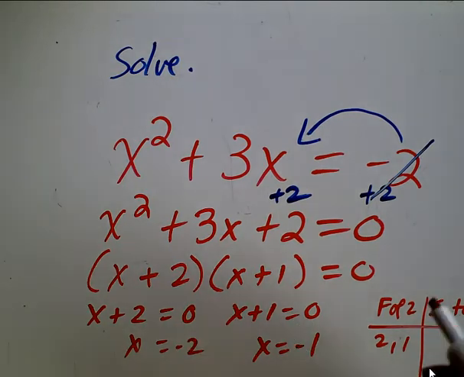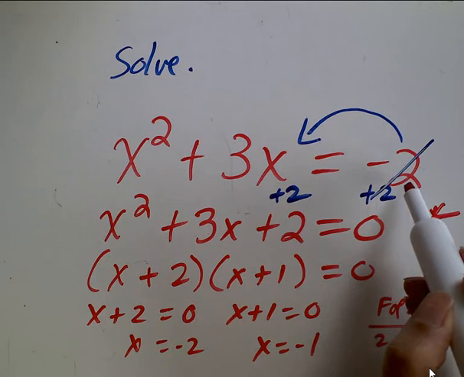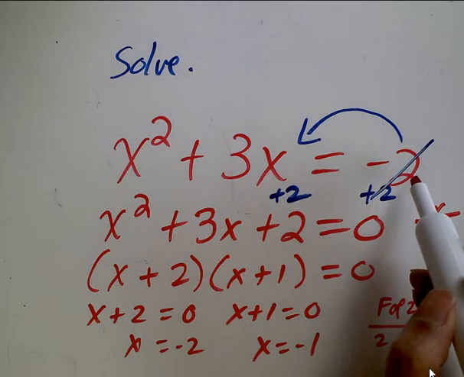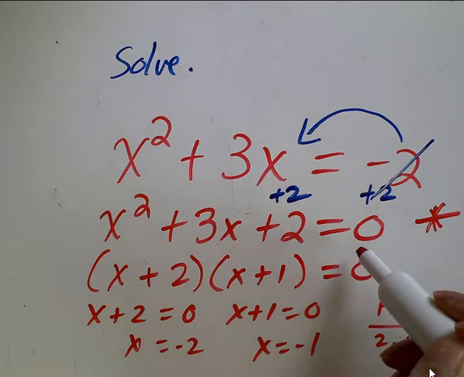Okay, so this is really, really important. It does come up in some of your homework questions. So if the equation is not set equal to 0, you cannot solve by factoring. You must move all terms to one side of the equal sign before you begin.